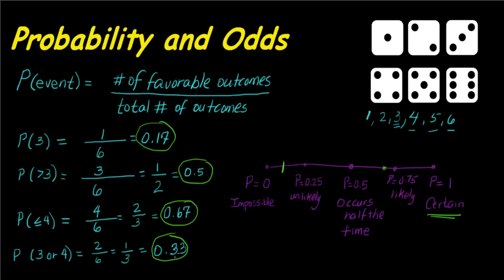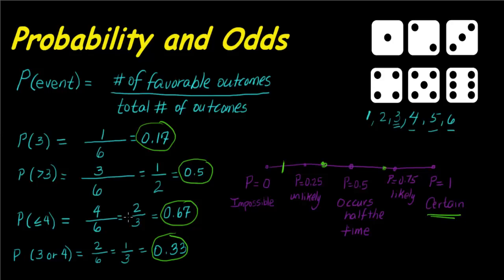And rolling a 3 or a 4 is a probability of 0.33. It's a little bit over here, in between 0.25 and 0.5. So it's unlikely that I will roll a 3 or a 4. So you have an idea what these numbers mean. The greater the number, or the closer the probability is to being 1, the more likely it is to occur. So if you get a 0.75, a 0.8, a 0.9, that means it's very likely that the event will occur.